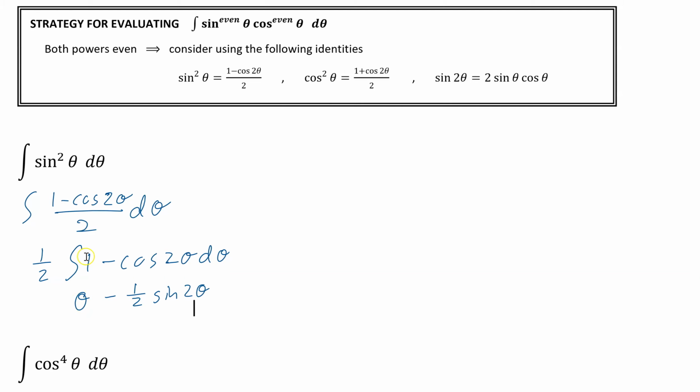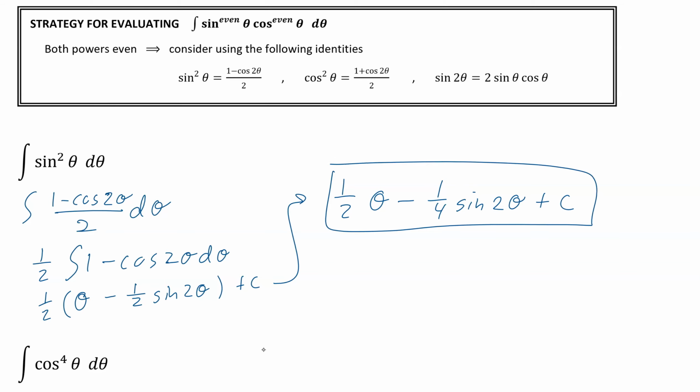So theta's derivative is 1. And then the derivative of this would be cosine 2 theta, right? No sign change. And then you multiply it by 2. And then that 2 cancels with the half. We're back to here. And we put our half. And we put plus c. Okay, so this would be 1/2 theta minus 1/4 sine 2 theta plus c. See, it's nice. So that double angle identity just allows us to change it.